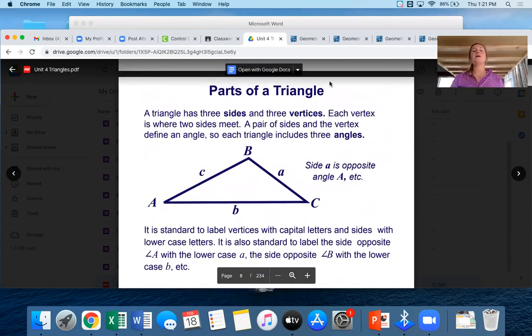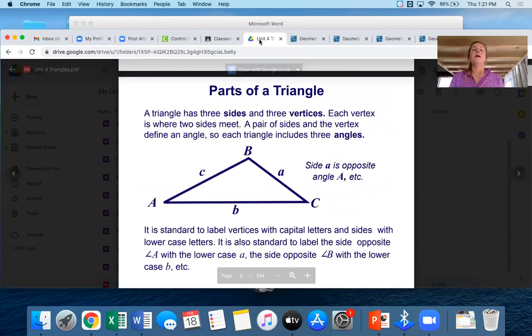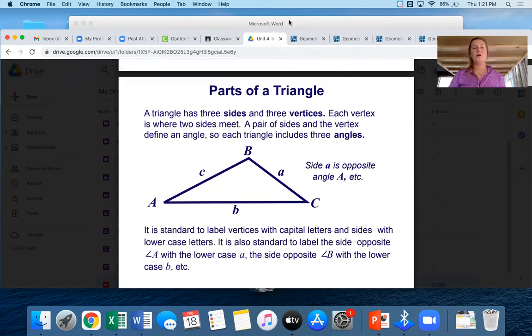So there are parts of a triangle. This part is very important, okay? So a triangle has 3 sides and 3 vertices. So let me highlight these, okay? So 3 sides, 3 vertices. So we have a side right here. So one of the sides is BC. One of the sides is AB. One of the sides is AC. So those are the sides.